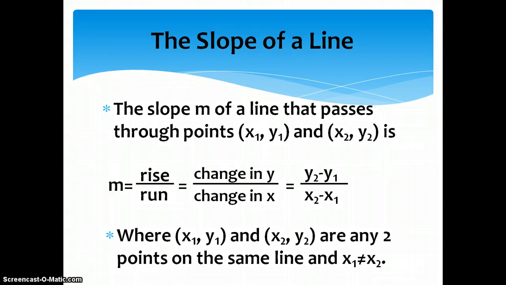From your first point, take the y value and subtract it from the y value of your second point. Do the same with your x values, x2 minus x1, and take the change in y over the change in x. Note that you don't want your x values to be the same because then you'll get 0 in the bottom of your ratio and it would be undefined.